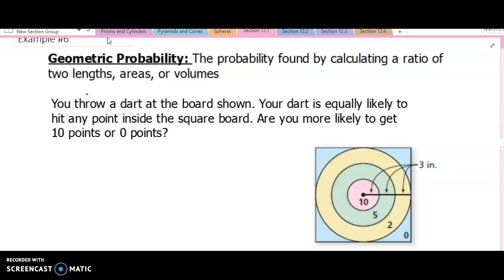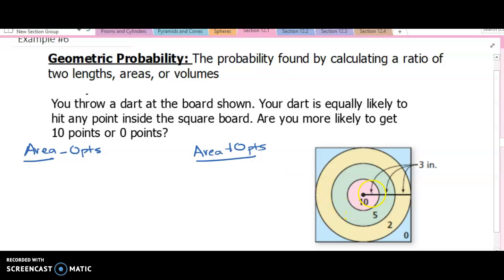Example 6 is an example of this. It says you throw a dart at the dartboard shown. So here's our dartboard. Your dart is equally likely to hit any point inside the square board. Are you more likely to get 10 points or 0 points? So what we need to do is find the area of 0 points, and we need to find the area of 10 points.